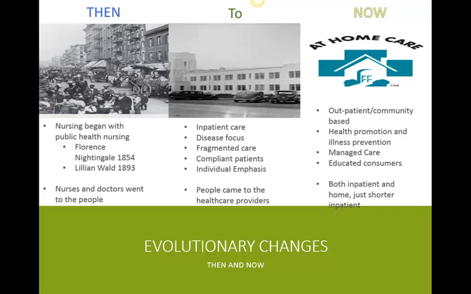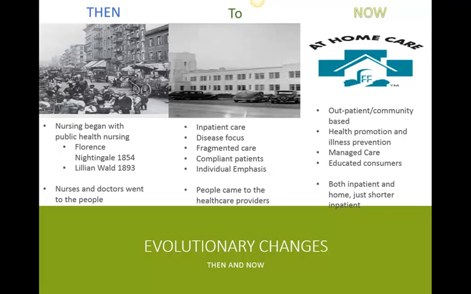Then, as we moved on in time, healthcare delivery really changed dramatically. And this was due a lot to insurance companies, where instead of nurses and doctors, I mean, way back when the doctors even went to the homes, it switched to clinics and hospitals in which the population came to the healthcare providers. And now what we're seeing is that shift back to the community care.